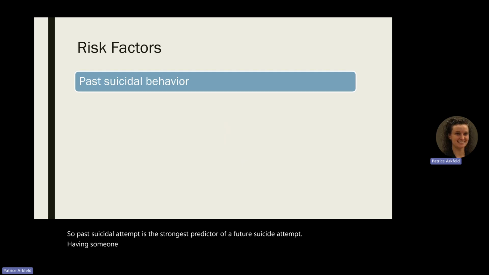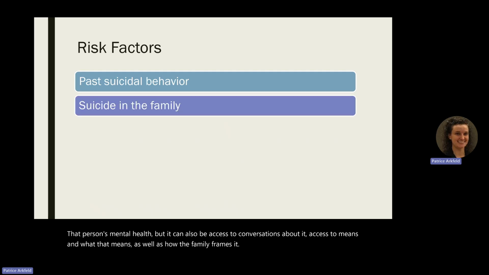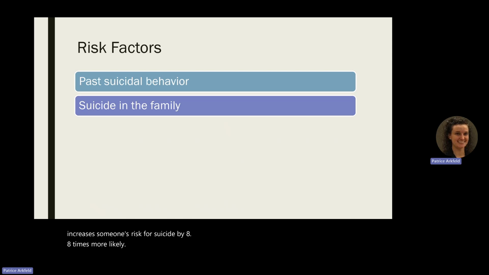Having someone in your family who has died by suicide is also a risk factor. Part of that can be the genetic vulnerability of the diagnoses that underlie that person's mental health, but it can also be access to conversations about it, access to means and what that means, as well as how the family frames it. Having a mental disorder diagnosed is also a risk factor. Having any mental disorder diagnosis increases someone's risk for suicide by 8.8 times more likely for any diagnosis. The more diagnoses you have, the more the risk increases.